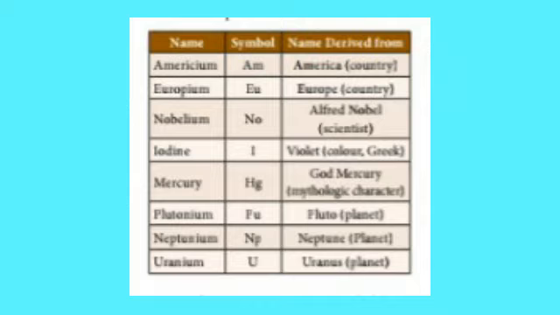Name of the element iodine, symbol I, name derived from the violet color, Greek. Name of the element mercury, symbol Hg, name derived from the god Mercury, mythological character. Name of the element plutonium, symbol Pu, name derived from Pluto, planet. Name of the element neptunium, symbol Np, name derived from Neptune, planet. Name of the element uranium, symbol U, name derived from Uranus.